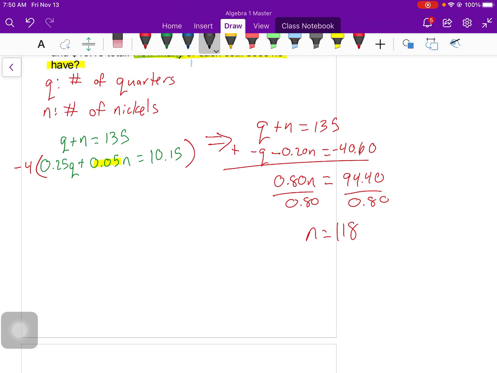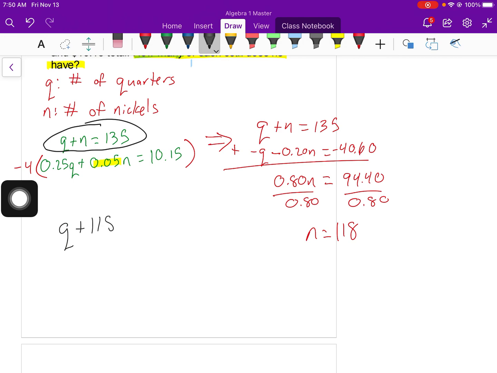If I've got N equals 118, I can plug it into either equation, but please plug it into that one. That one is a million times easier than this other one. So I've got Q plus 118 is equal to 135. Subtract 118 from both sides. We've got Q is 17.